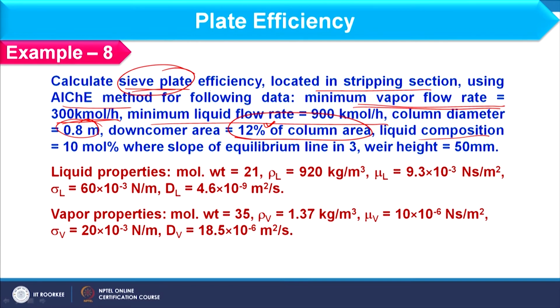Further, liquid composition is given as 10% mole, where equilibrium line slope is 3, that is the value of m, and weir height is given as 50 mm, right. And here we are having some vapor as well as liquid properties. Okay. So, let us start the solution of this example.